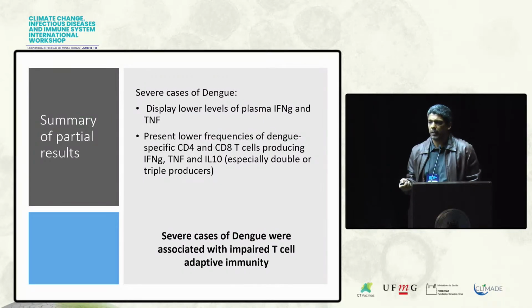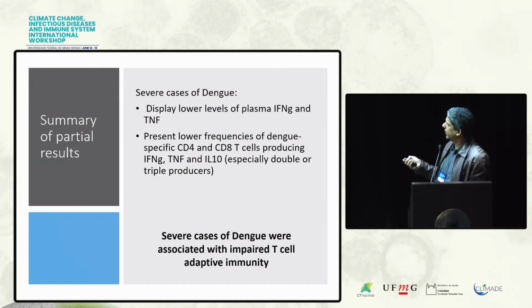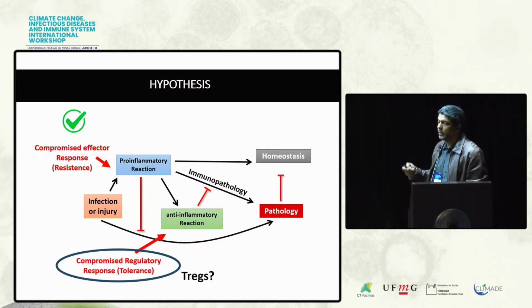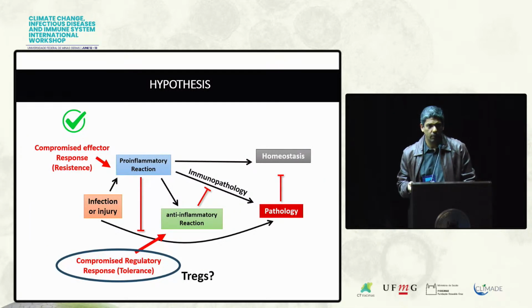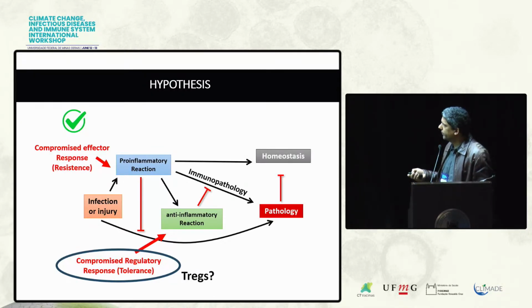So far, it was being suggested that the severe cases of dengue display low levels of plasma interferon gamma and TNF, and present lower frequencies of dengue-specific CD4 and CD8, producing interferon gamma, TNF, and IL-10, especially double or triple producers, which was suggesting that severe cases of dengue were associated with impaired T-cell adaptive immunity, so they do have some level of compromise in the resistance to infection.